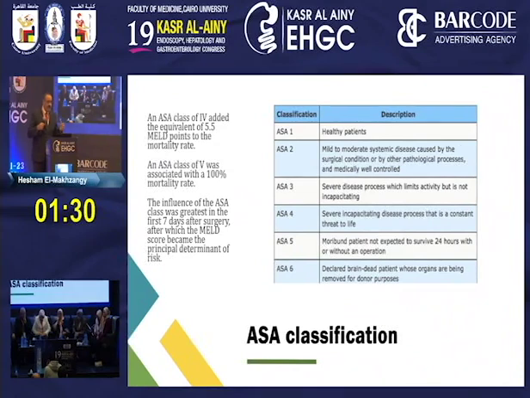Why is that? Because an ASA class of 4 adds the equivalent of 5.5 MELD points to the patient. So it's as if I'm increasing the MELD score of the patient by 5.5 points. And we know that 5.5 points is associated with a 2 times risk of mortality. So I'm increasing the risk of mortality by 11%. Okay, what about class 5 patients? Class 5 patients have almost 100% mortality rate. So I wouldn't recommend surgery in them.